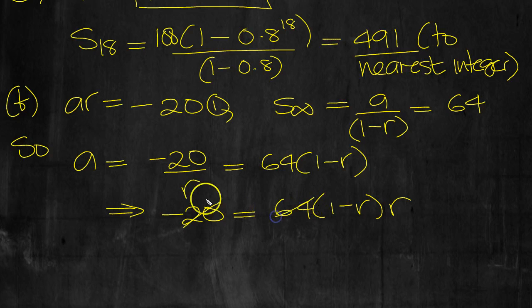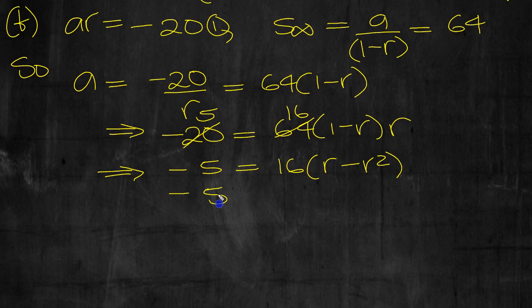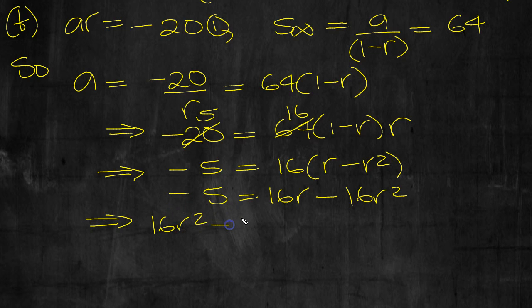Then a 4 is common. 5 and 16. So we've got minus 5 is equal to 16. And then expand this bracket, we get R minus R squared. So what have we got then? We've got minus 5, expand this bracket, 16R minus 16R squared. Move this over then to become plus. Move this over to become minus. And there's a minus 5 there. There's nothing on this side now.